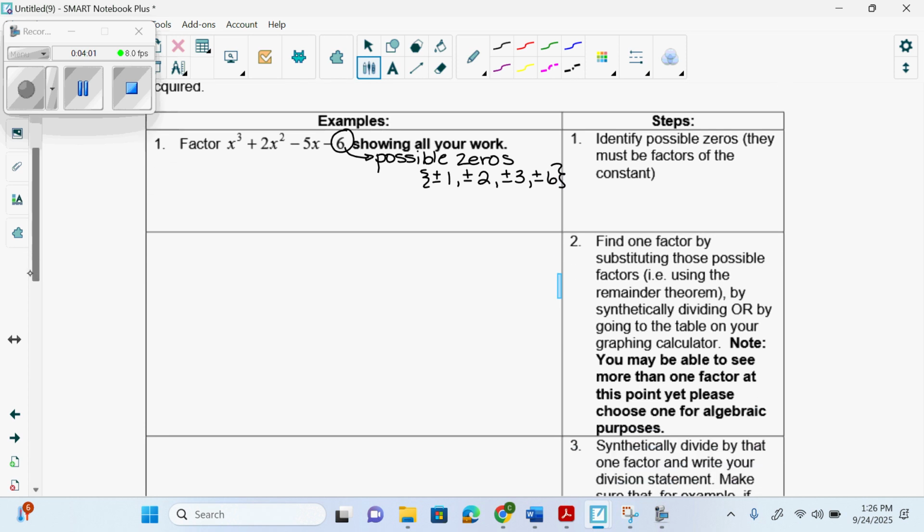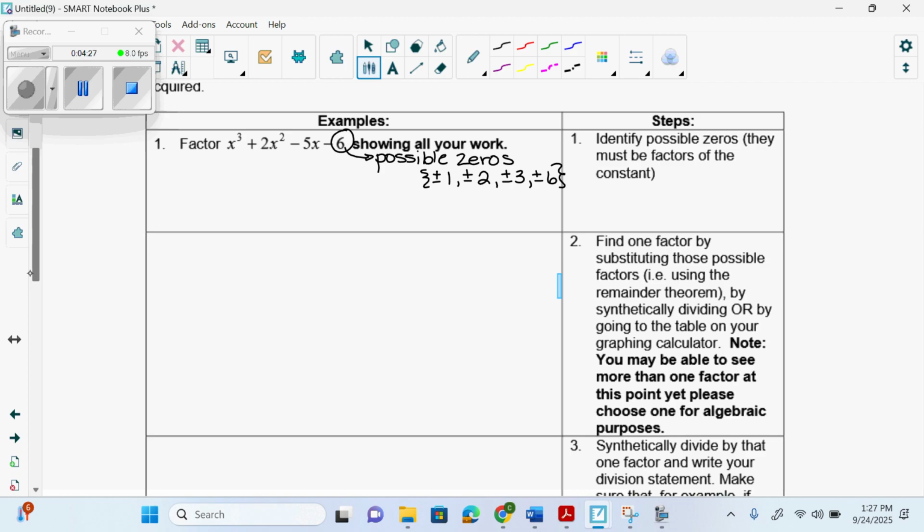Because remember, when we put in an x, we need to get out a y of 0 in order for it to be a factor. We agree? That's an x-intercept. If you input some sort of x and you get out a y of 0, that's an x-intercept, yes? So could I do remainder theorem with 1, 2, 3, and 6, any of those, until I get a 0 in my y? Yeah. Would that take long?